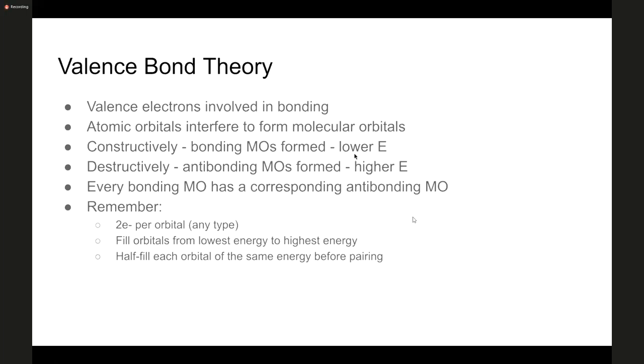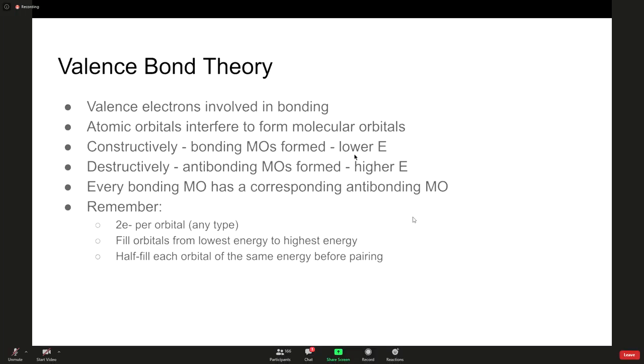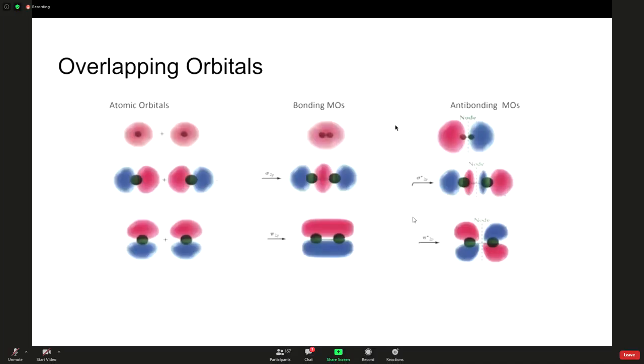So just remember that there's two electrons per orbital, that's the max. And then you want to fill your orbitals in a molecular orbital diagram from lowest to highest energy. And then you make sure to fill each orbital at the same energy level before pairing them. We'll see an example of that a few slides from now.